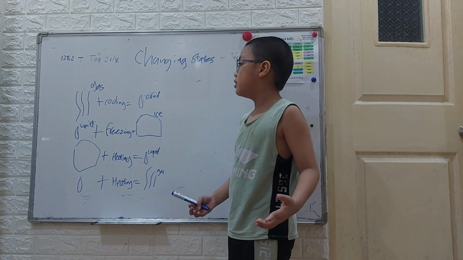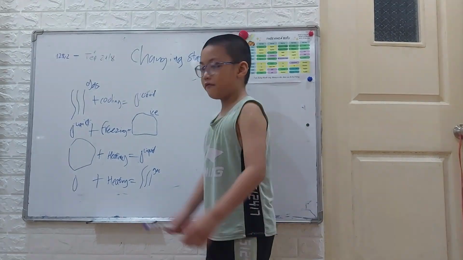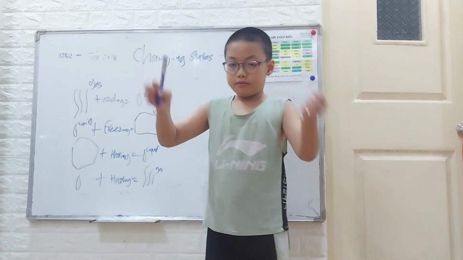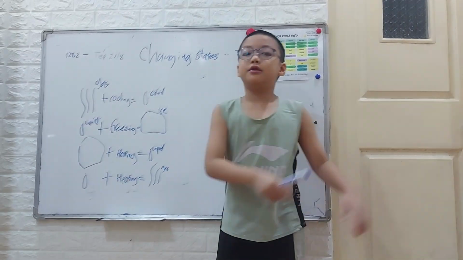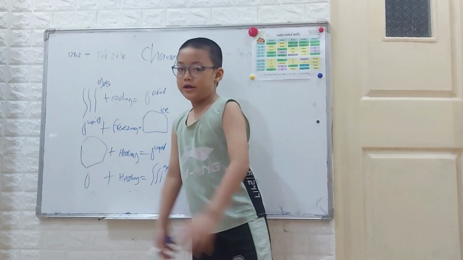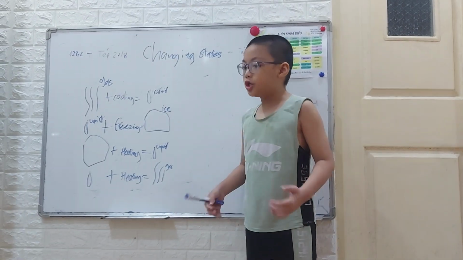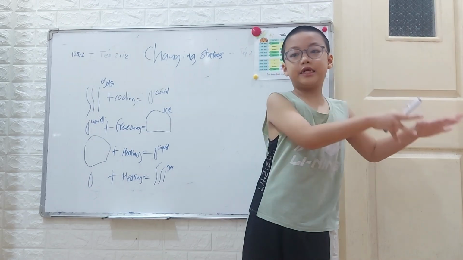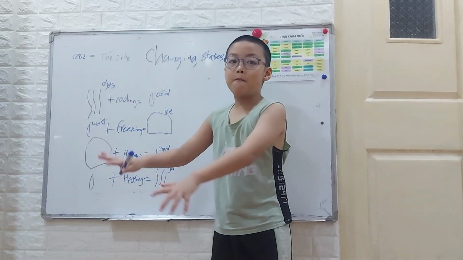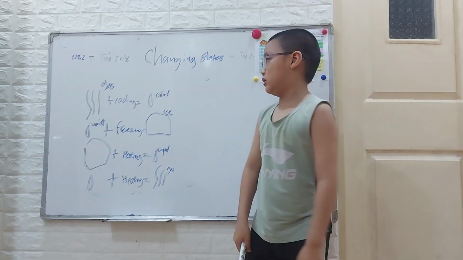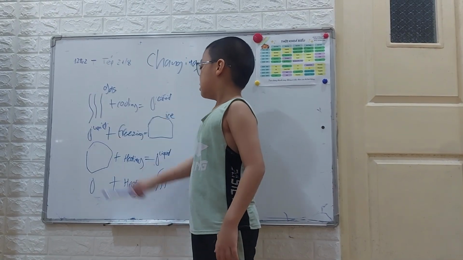Changing state is something where you have gas and turn it into liquid, and liquid turns into solid. That's changing states. It means a state turning into a different state with the help of the other states. So this is gas.